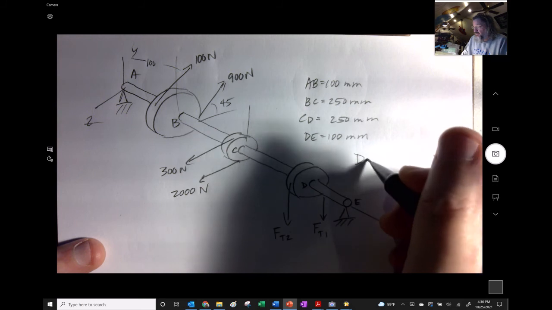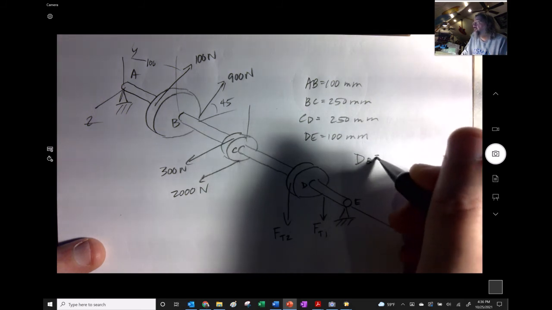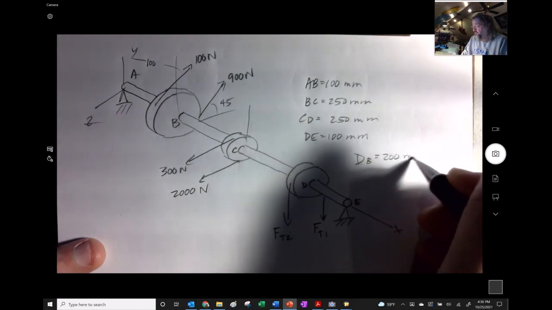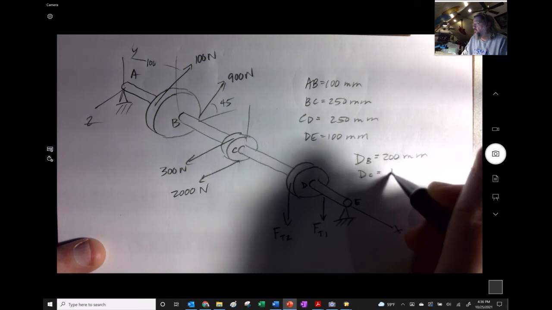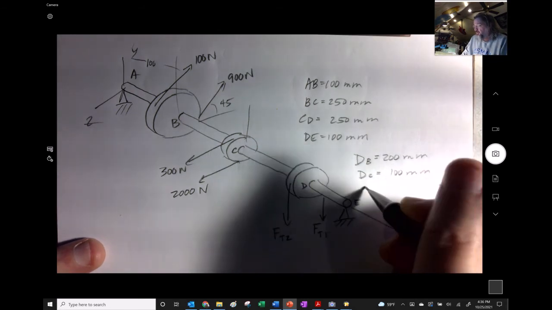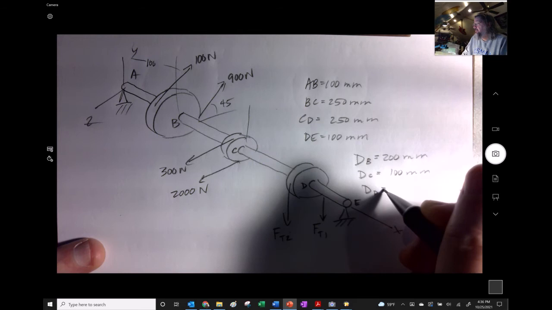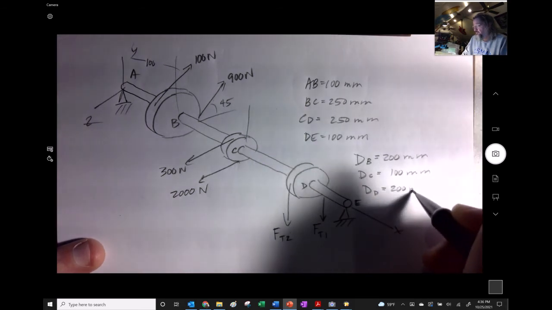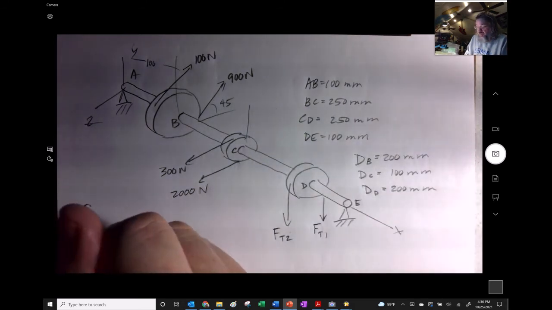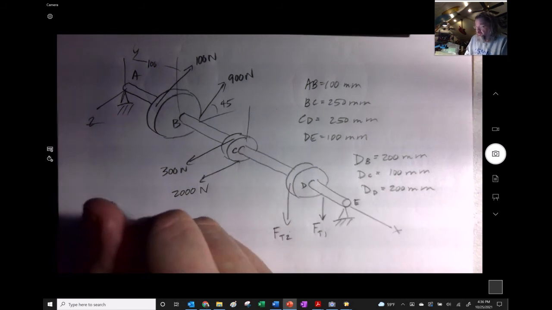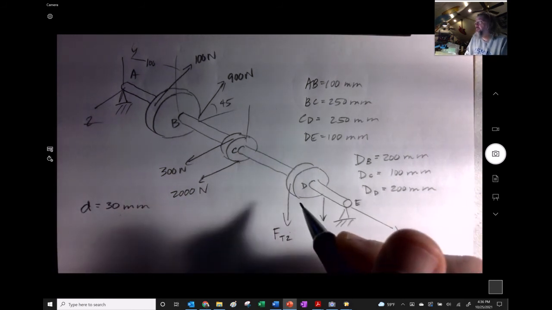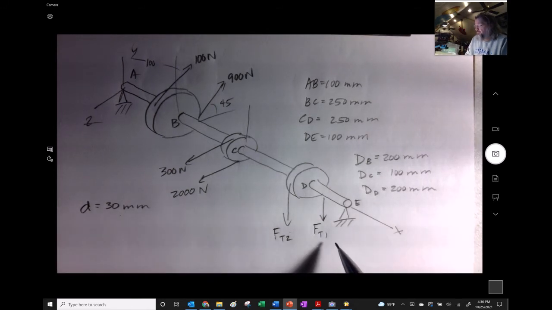The diameter of B is 200 millimeters. The diameter of C is 100 millimeters. And the diameter of D is going to be 200 millimeters. And the shaft diameter, preliminary shaft diameter, is 30 millimeters. And anything else we want to know here? I don't think so, except that the looser side is 20% of the belt on D.